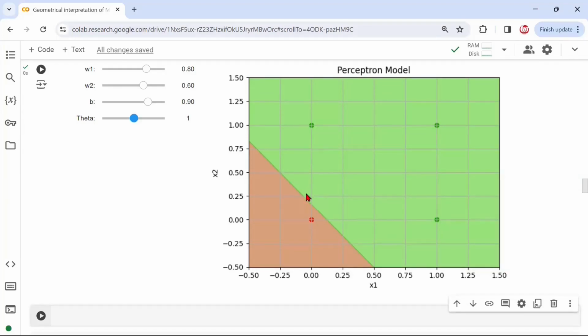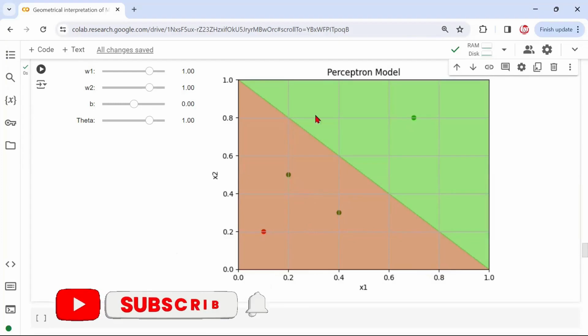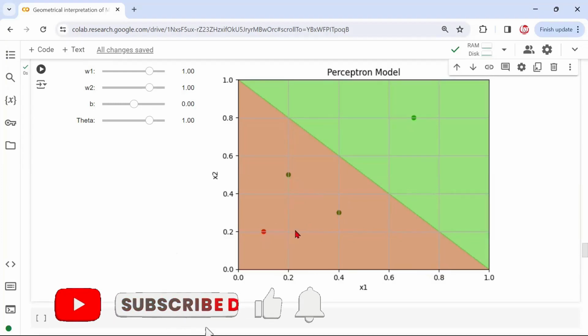Let's look at that example. As you can see now, we no longer have the inputs restricted to zeros and ones. We have the first point, which is 0.1, 0.2. The second point is approximately 0.2, 0.5. The third point is 0.4, 0.3. And this is 0.7, 0.8. These are the coordinates. You no longer have values at only 0,0, 0,1, 1,0, and 1,1.